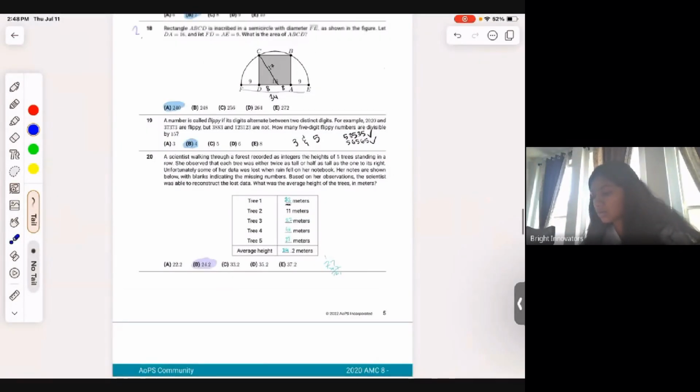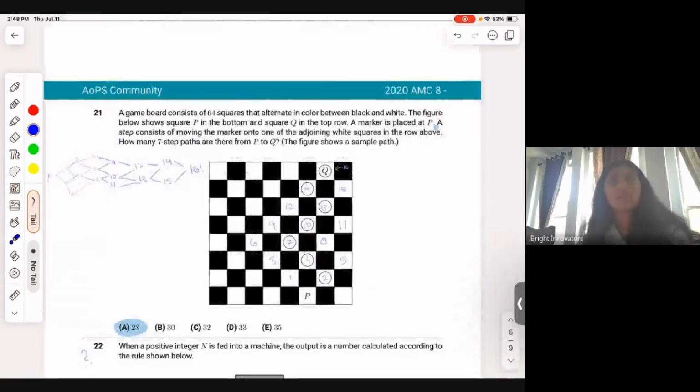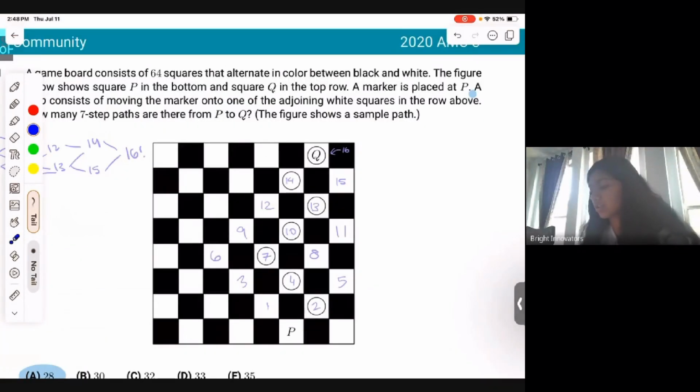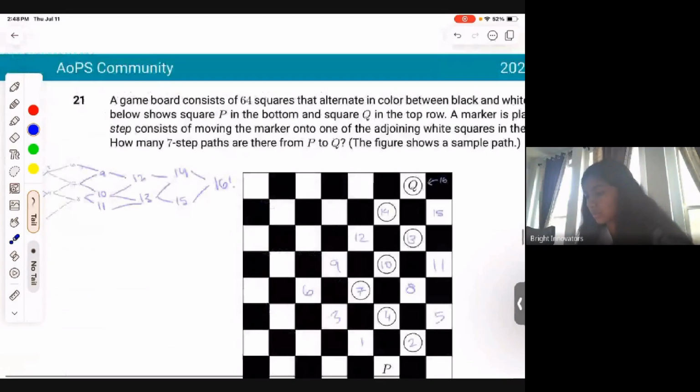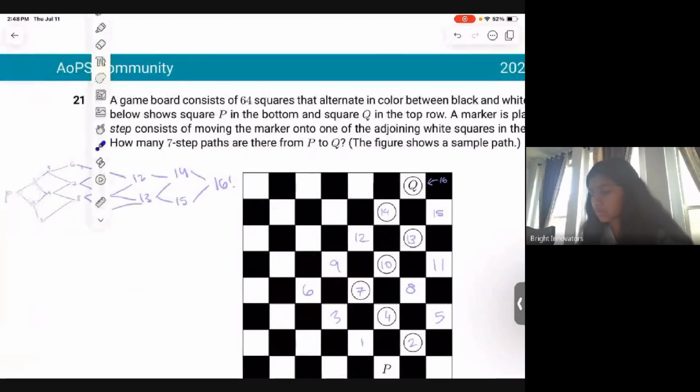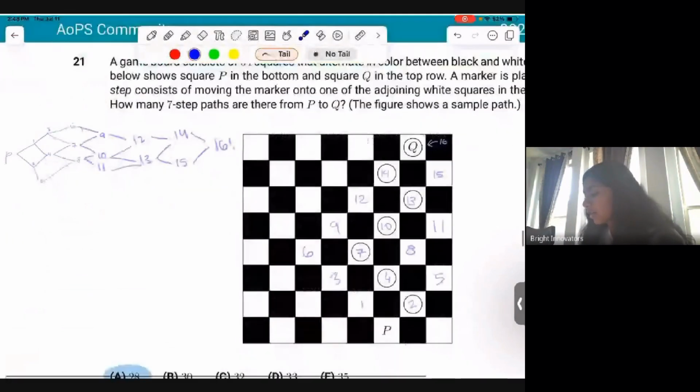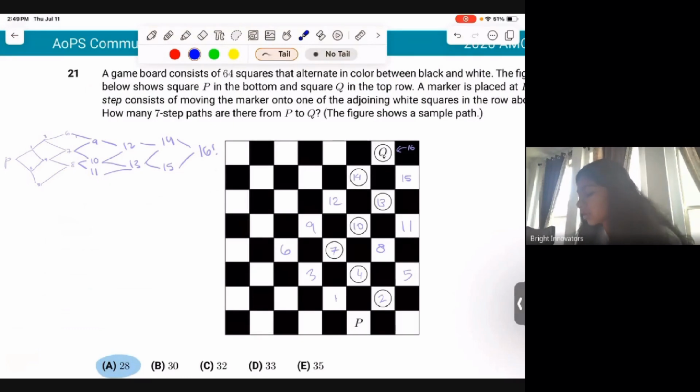21. Oh, this one was fun. Okay. So I did another graph thing again. The starting point is P, and then there's two ways you can go because it's like checkers kind of. So you can either go here or here.